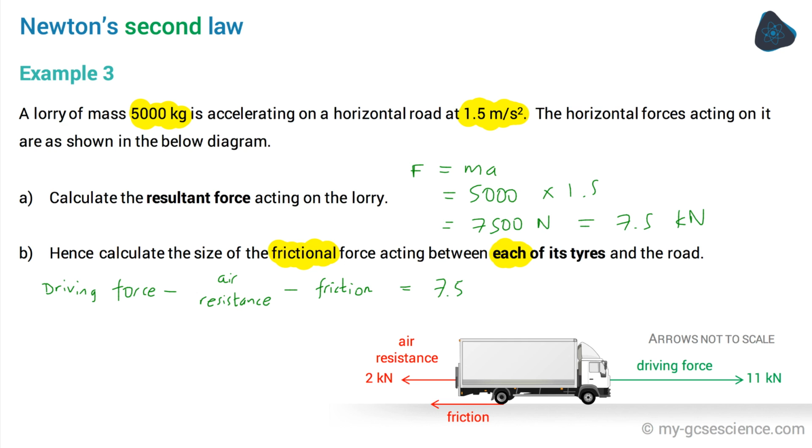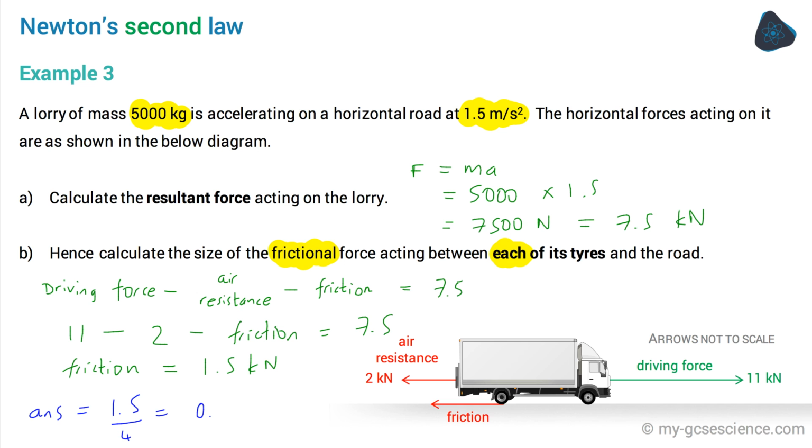So if we sub in our numbers here, that becomes 11 minus 2 from the diagram minus the total friction must be equal to 7.5, which means that the total frictional force acting between the tyres and the road is 1.5 kilonewtons. Because the lorry has 4 tyres though, we have to divide this number by 4 to give a final answer of 0.375 kilonewtons, which is 375 newtons.